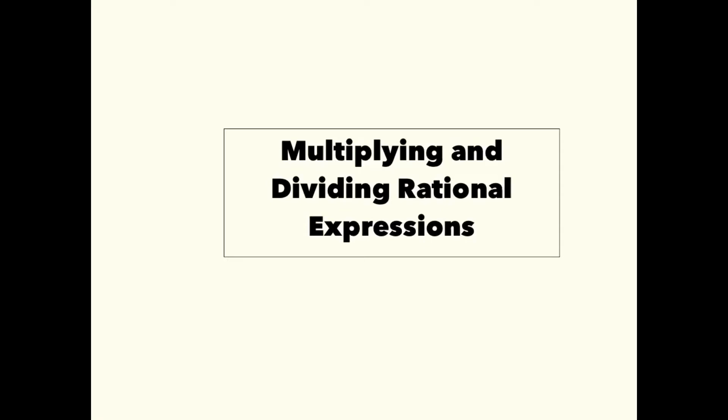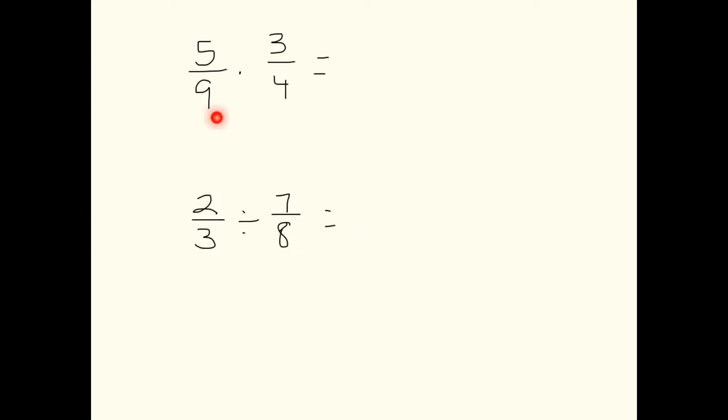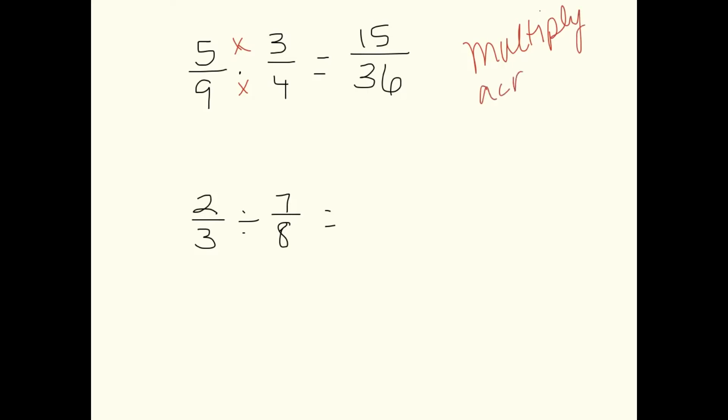Let's get started. Let's multiply these two fractions, 5/9 times 3/4, without a calculator. What you end up getting is 15/36. Well, what did we do? We actually multiplied across. 5 times 3 is 15, 9 times 4 is 36. So when you multiply fractions, you multiply across.